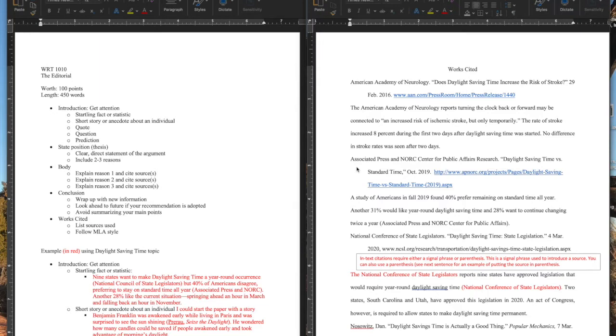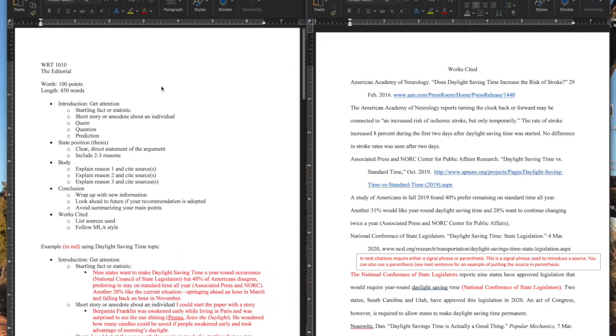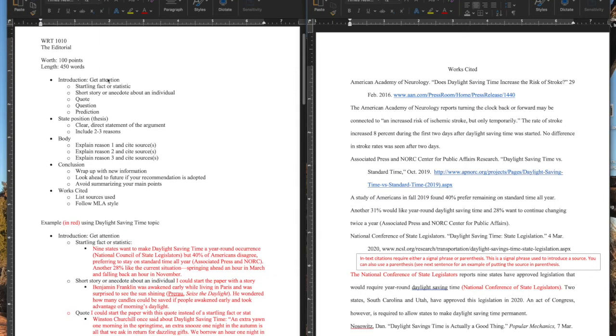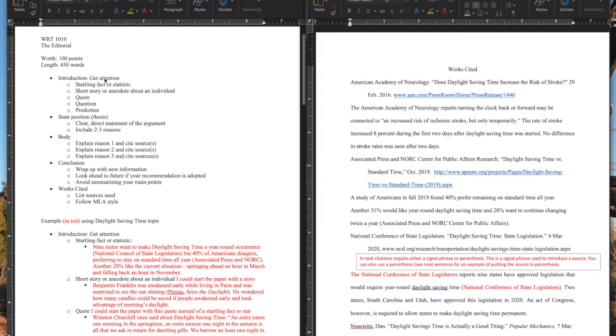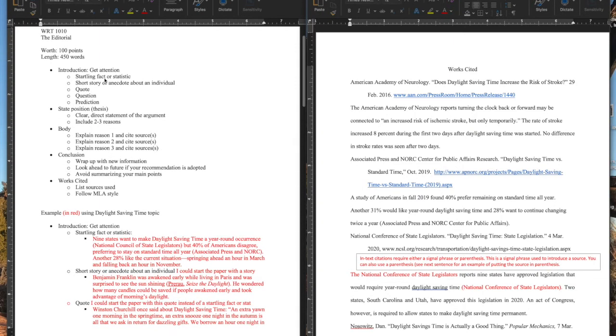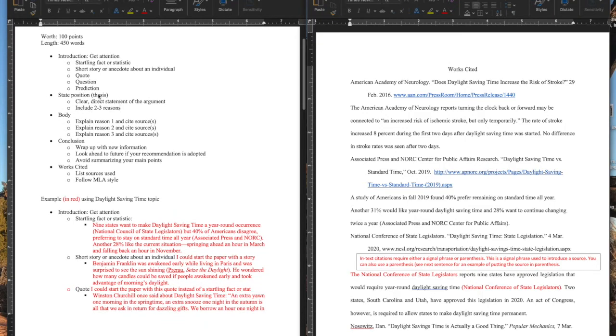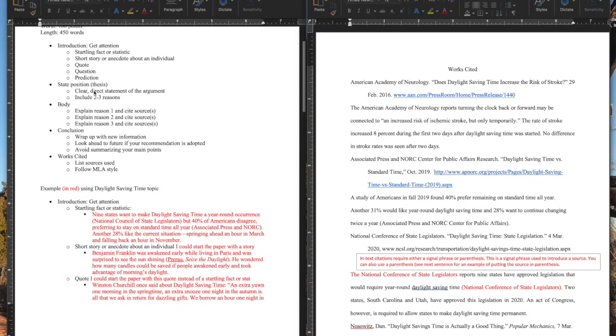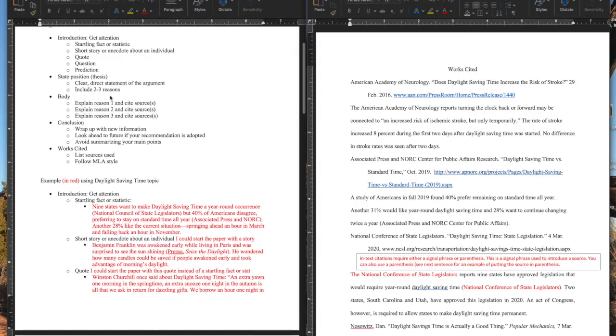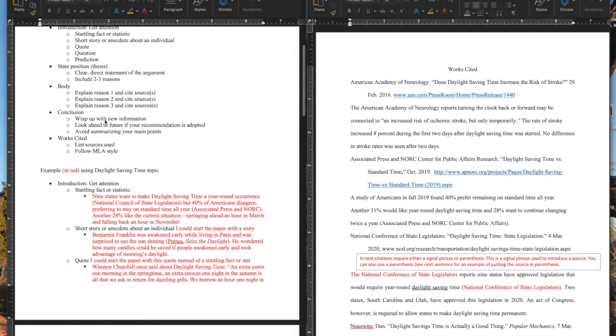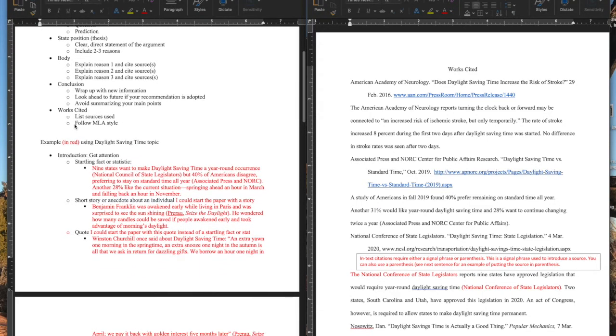So let's talk a little about the editorial. Pretty short assignment, 450 words, which is about 2 pages. And you want to think about these steps that you need to do to accomplish it. Think of this as sort of building an outline for the research paper. You need an introduction that gets people's attention. You need some kind of thesis statement that gives a clear, direct statement of the argument you're making, with a couple of reasons why you believe that argument is true. The body of the paper then explains those reasons you mentioned in the thesis statement. You wrap up at the conclusion with new information, and then you have a works cited at the end.